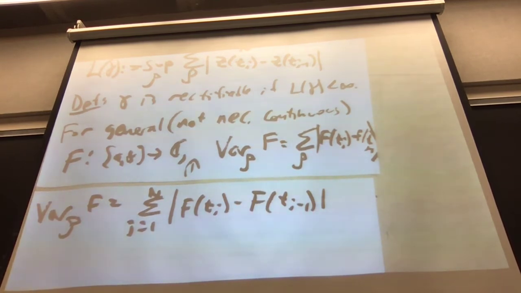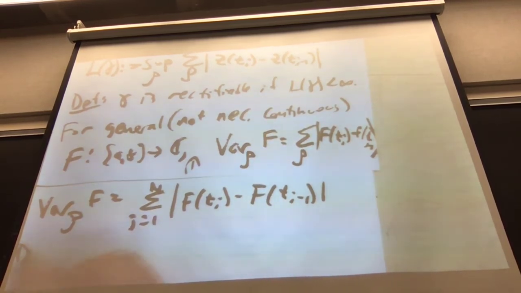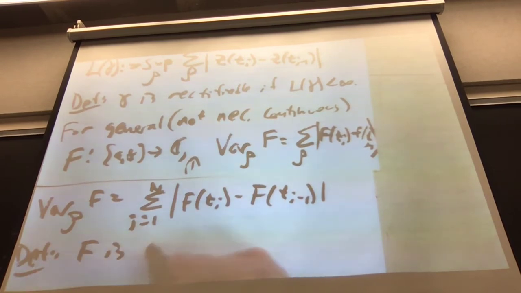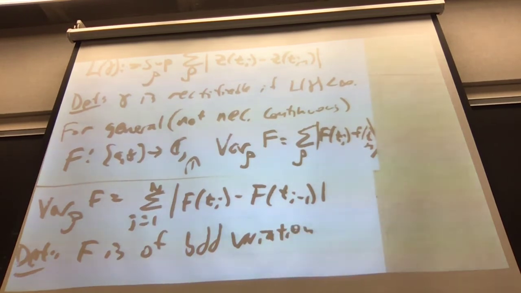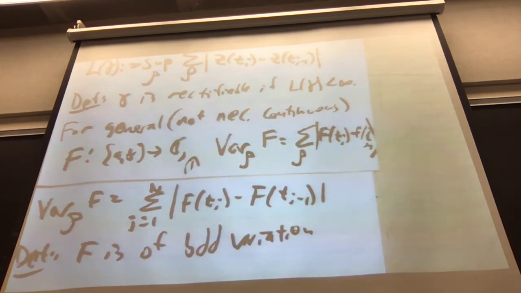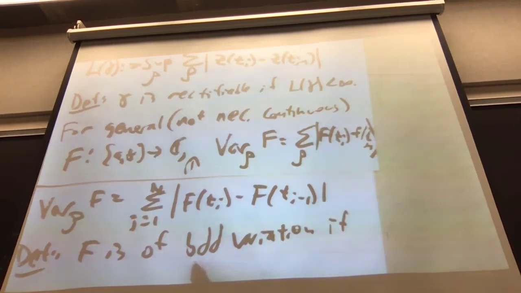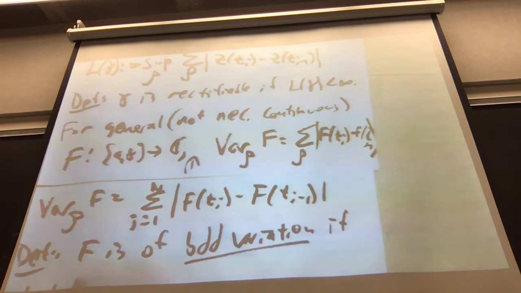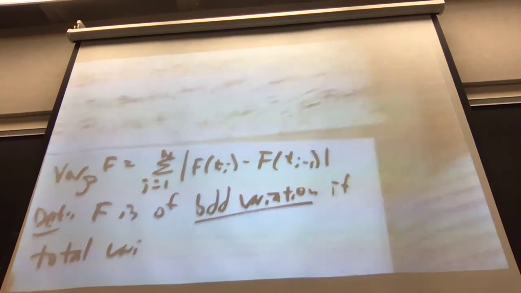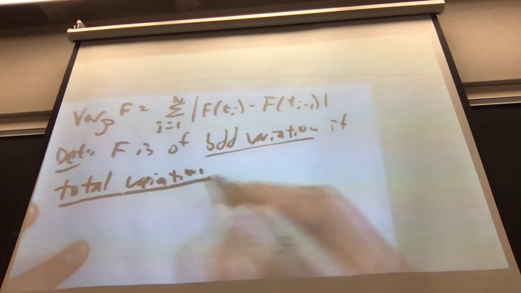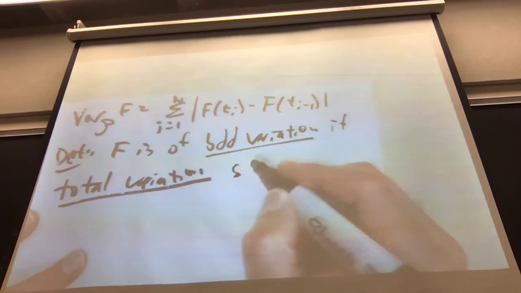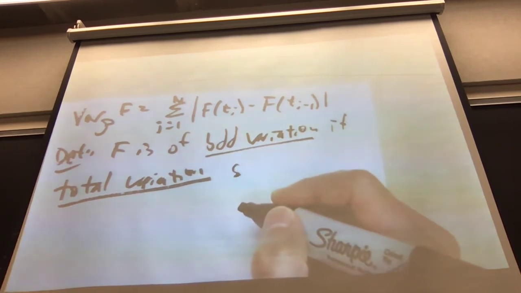Okay, so that is the variation given a partition. And definition: f is of bounded variation if the variation for any partition is bounded, if the total variation, which is the sup, so let's give this a name. Do I have a good name for it?